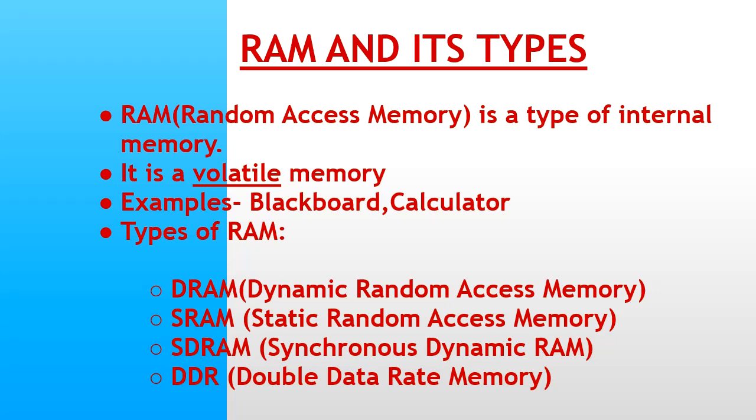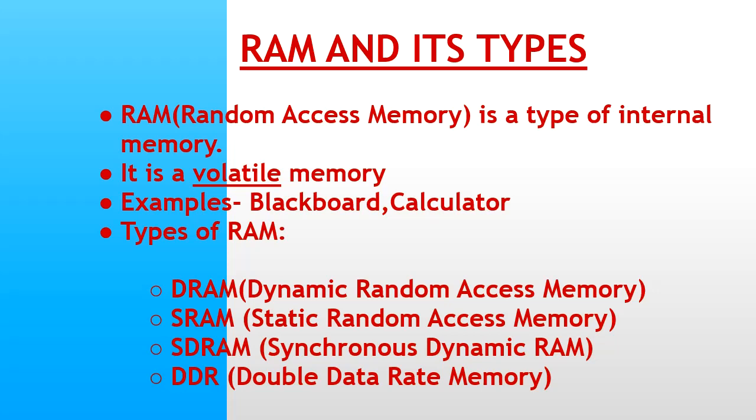Likewise, calculator, when we do calculations in calculator, we don't store the data. The moment we switch it off, the data gets lost. Coming to the types of RAM, it is DRAM, that is dynamic random access memory. Now it is a bit slower than the static random access memory. The data needs to be refreshed periodically in order to retain the data.